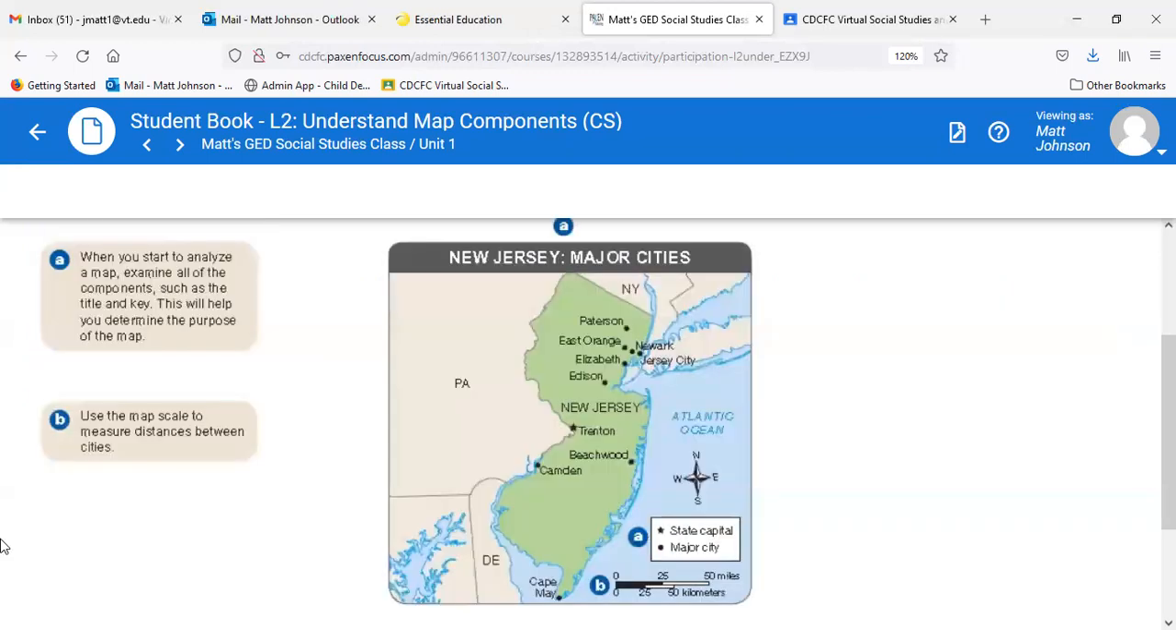So let's take a look at our first map. So New Jersey, and we have major cities. Pretty simple map. Down here is our key, and in the little white box, basically the only two symbols are where the state capital is and the major cities. So, Trenton being the state capital, it's designated with a star.